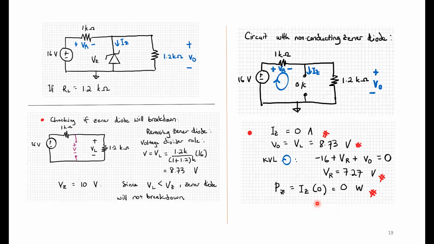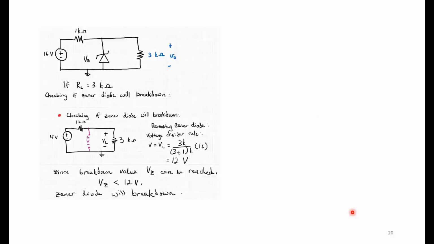Perhaps there is a slight correction here. IZ is equal to 0, but the voltage across here is going to be the open circuit voltage. Never mind. Okay. Here we have a circuit with RL equal to 3 kilo ohm. Now, checking if the Zener diode will break down.